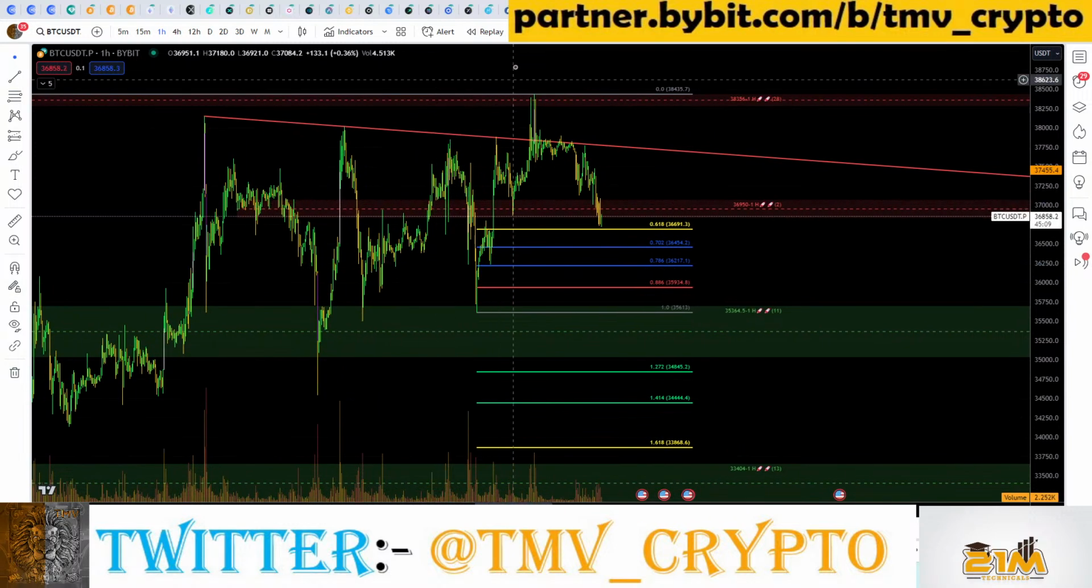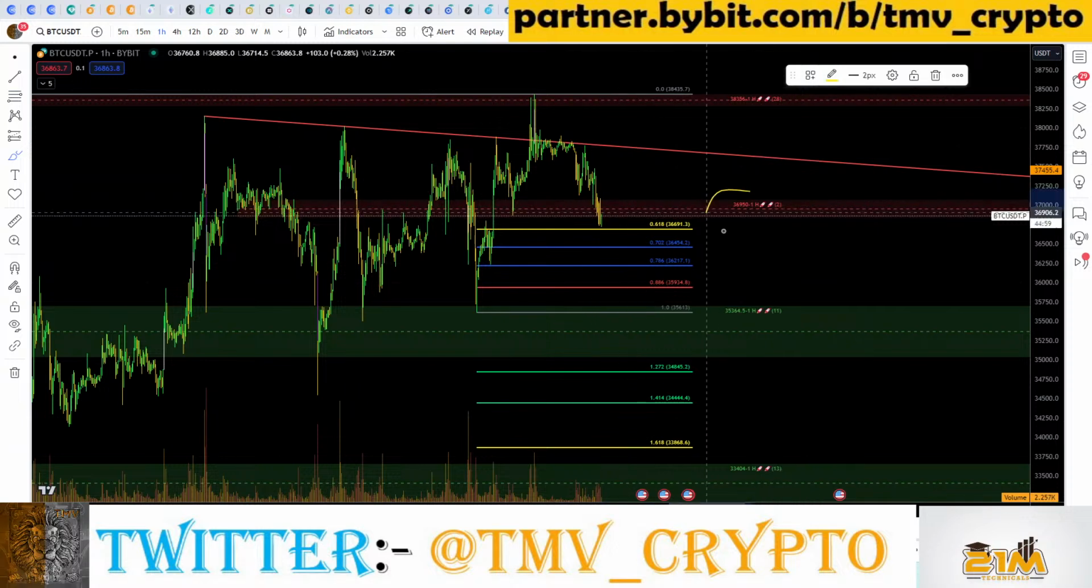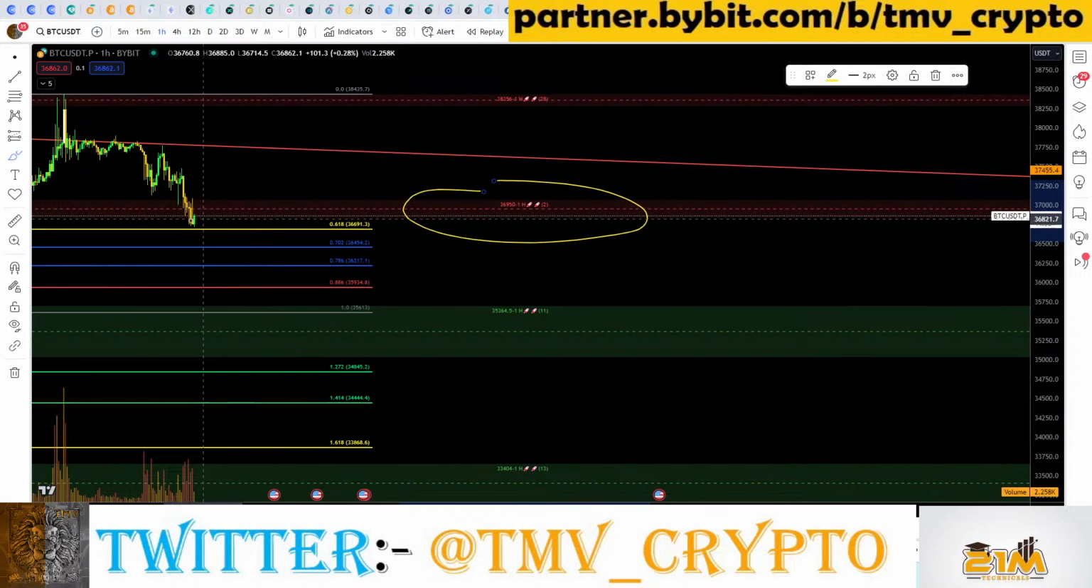Now how does it work? Basically, once a level is flipped into support or resistance, it automatically changes color. So right now it is red because we have closed 2 consecutive candles. You see these 2 consecutive candles under 36,950.